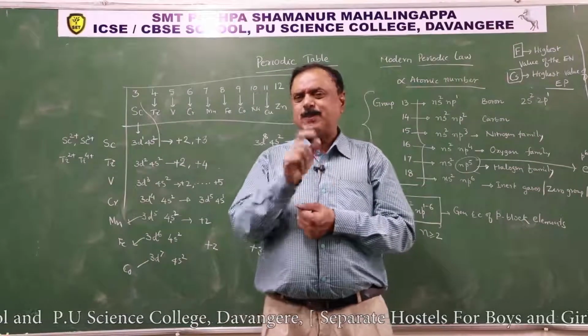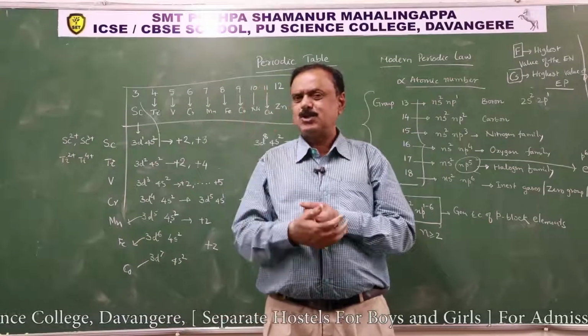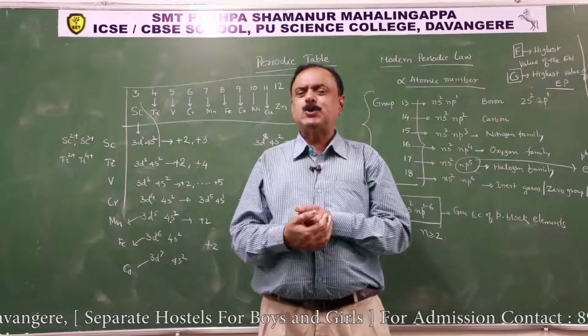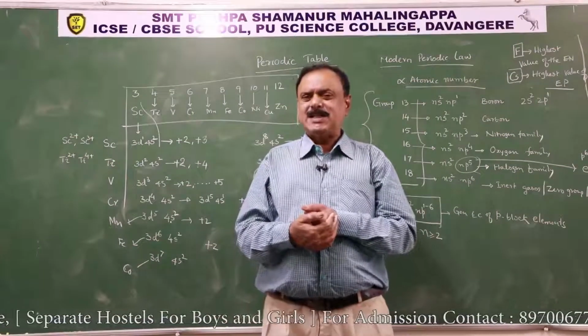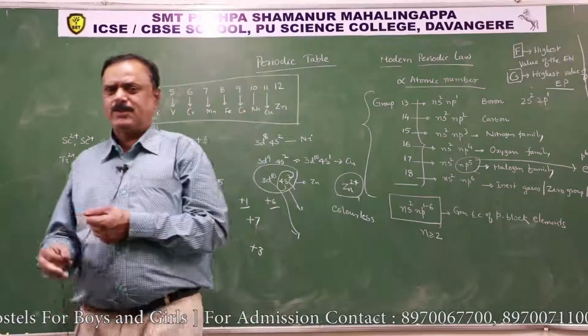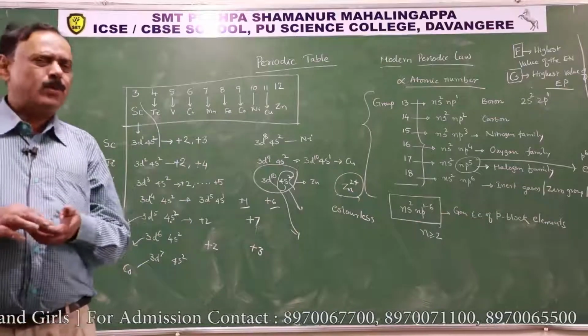That is why from group number 2 to group number 3, there is a sudden decrease in the electropositive values, whereas from group number 12 to group number 13, there is a sudden rise in the electronegativity values. Therefore, they are called transition elements. Now, very important.